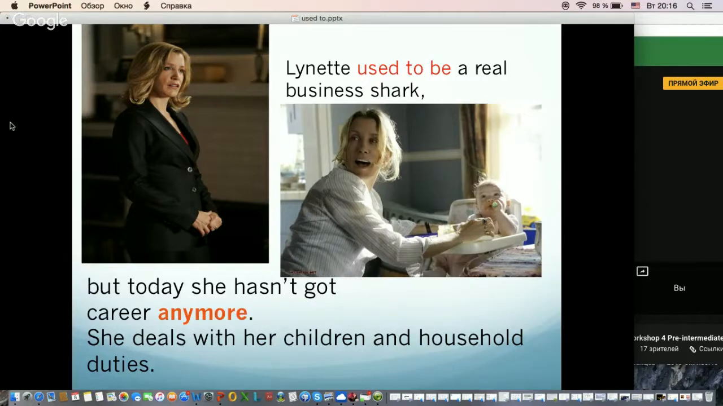Но сегодня у нее больше нет карьеры. Поэтому она справляется со своими детьми и делами по хозяйству. Снова мы противопоставляем то, что было когда-то. So once she used to be a real business shark, а потом жизнь каким-то образом изменилась, и она более никакая не business shark, она desperate housewife, she has a lot of children, and she only deals with her children, her husband, and different things around the house. То есть жизнь ее поменялась.